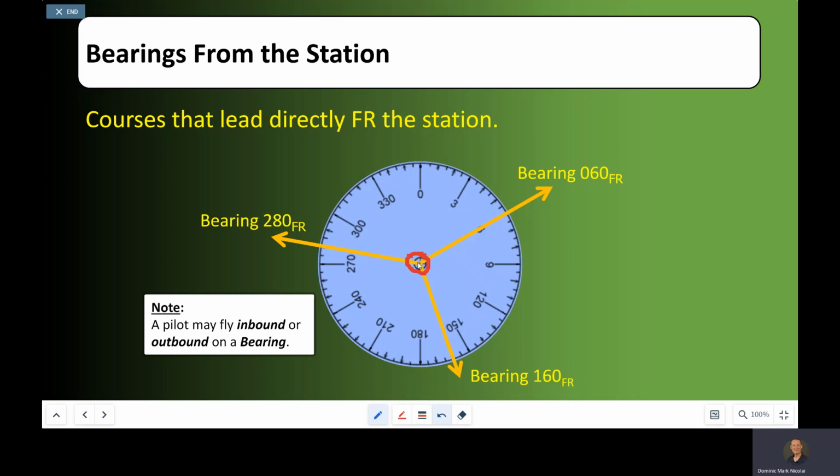If I'm at station and I'm facing 060 and I start walking 060 degrees, I'm walking away from the station. That is bearing 060 from the station. And if I'm at station and I'm facing 160 degrees, start walking, I'm on the bearing 160 from the station. So I'll just pause for a second, see if you got questions about that.